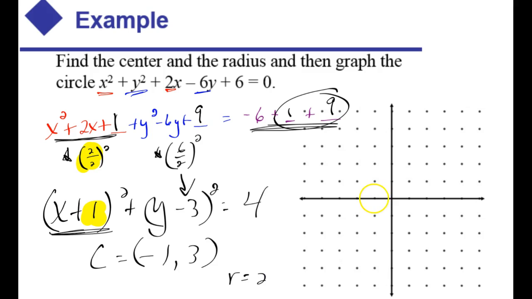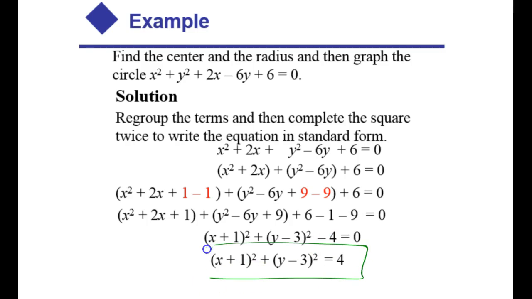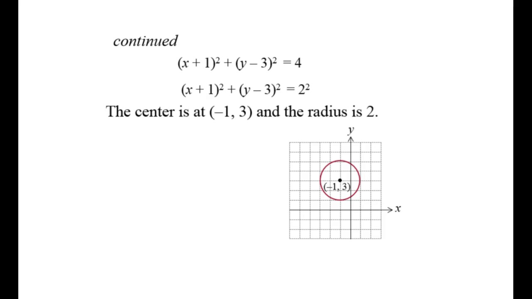So to graph this, negative 1, 3 is here. And then I'll just go 2 in every direction. 2 to the right, 2 down, 2 to the left, and 2 up. And then carefully draw in the circle as best I can. So again, the author gets the exact same answer and plots and labels the graph.